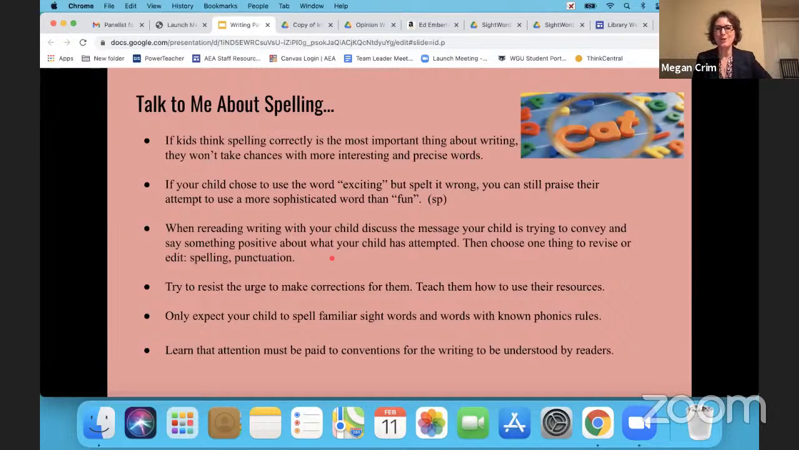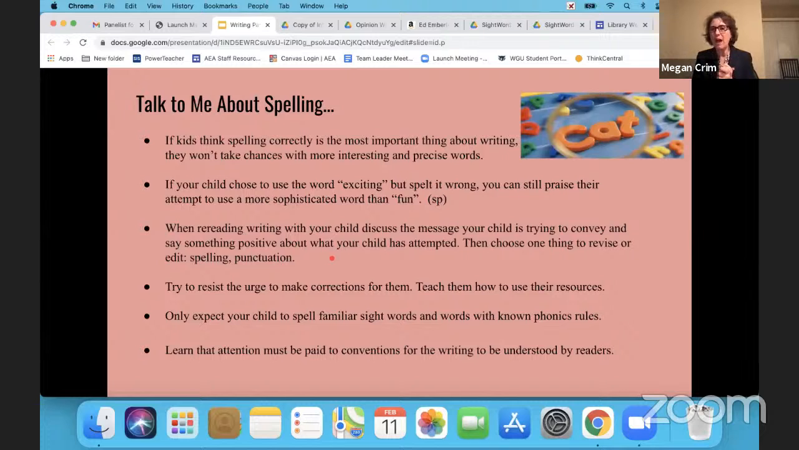Try to resist the urge to make corrections. And I know at home that has to be so hard, but that's that independence, that's that risk taking. And it's really the risk taking for adults too, kind of letting them get it down on paper and teaching them how to use their resources.